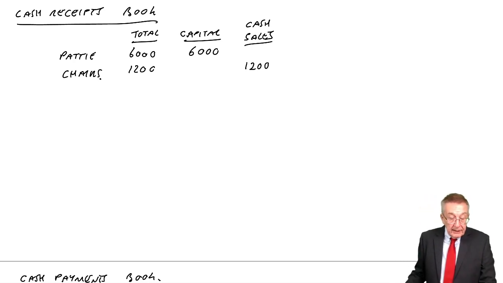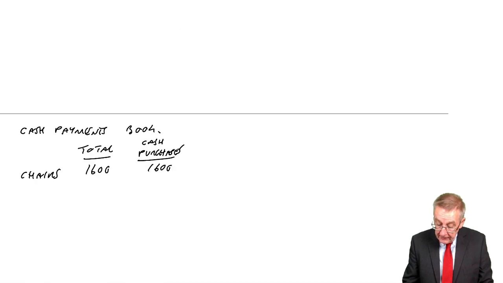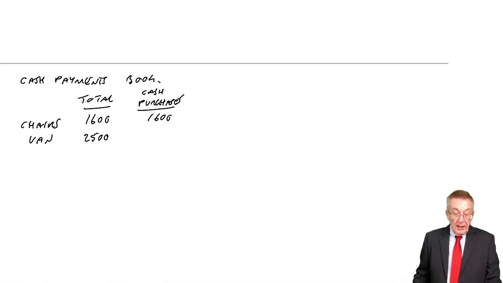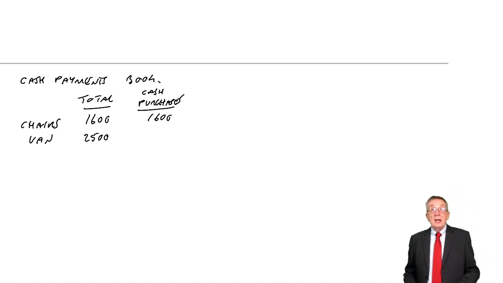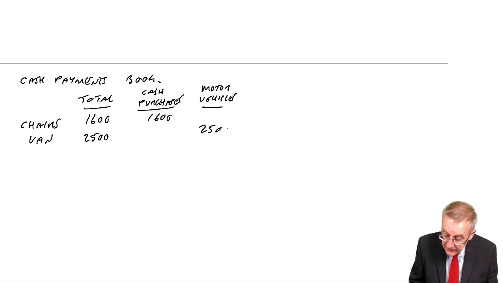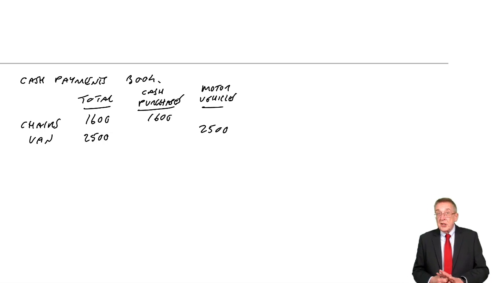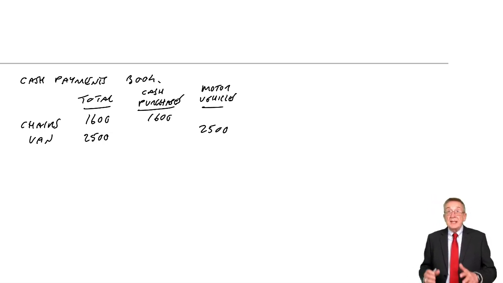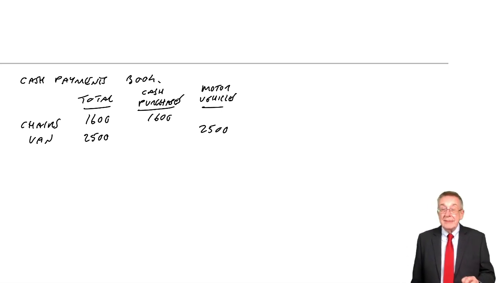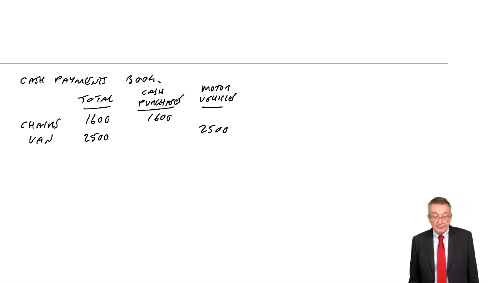D, we buy a van for $2,500. Cash payments. 2,500 in the total column. Where shall I analyse it? I'll have a column for van or motor vehicles. 2,500. So to appreciate, so far we've made no debits, no credits. All I'm doing is making a note of each transaction in one of these books.